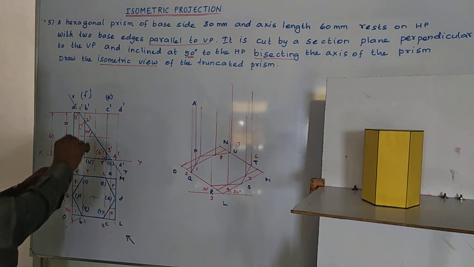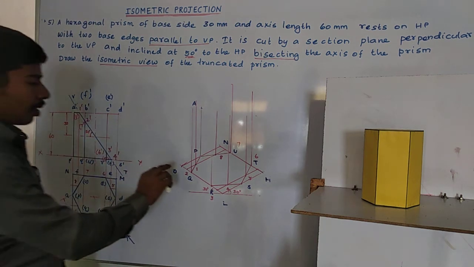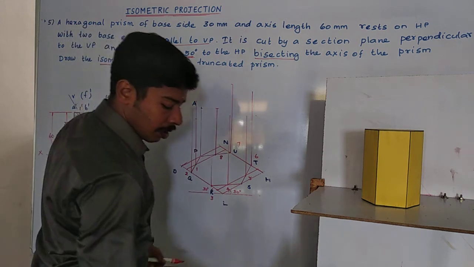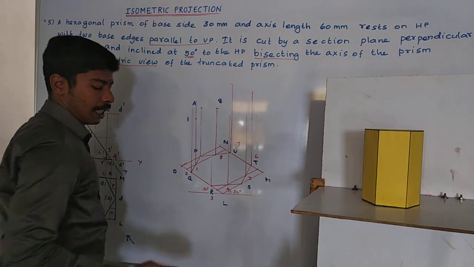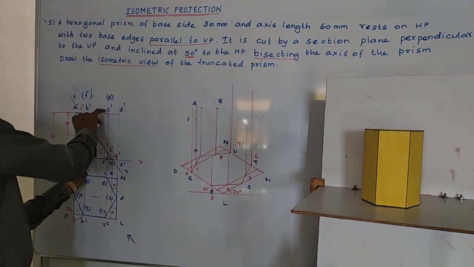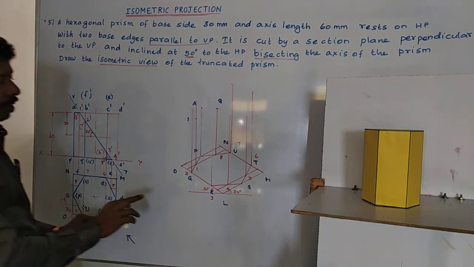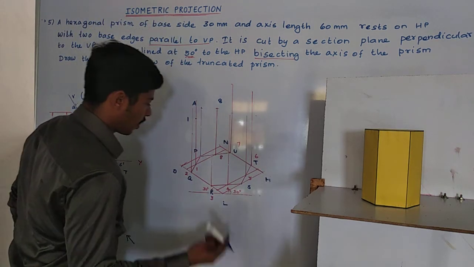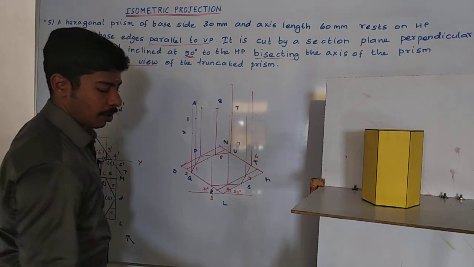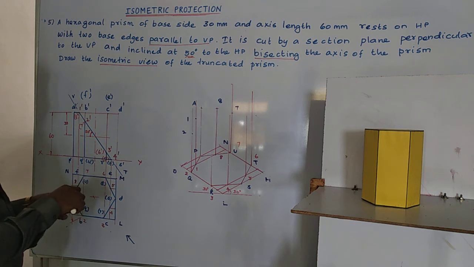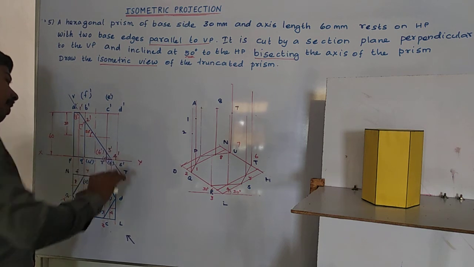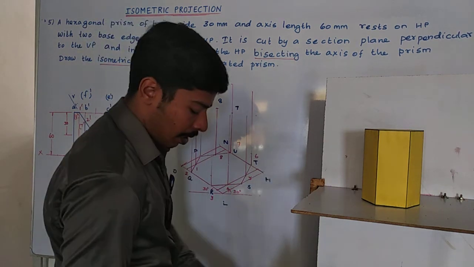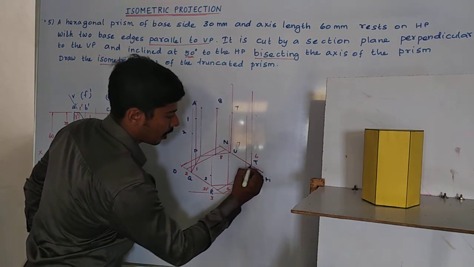Then we mark the distances here. So 1 and this point is 8, right? So this point is our 1. This is our 8. Then the height of 2 and 7. Then the height of this point, 3 and 6. So this point is our 3. This point is our 6.